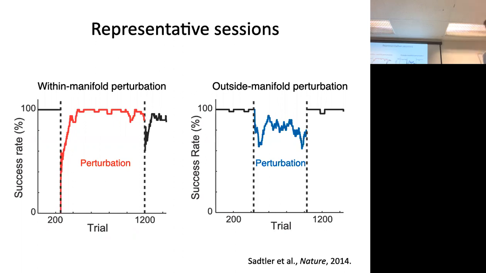Okay, so we did tens of sessions of each of these types of perturbations across multiple animals. And the consistent effect that we saw was that we saw more learning in this case than in this case. And that's the main result.